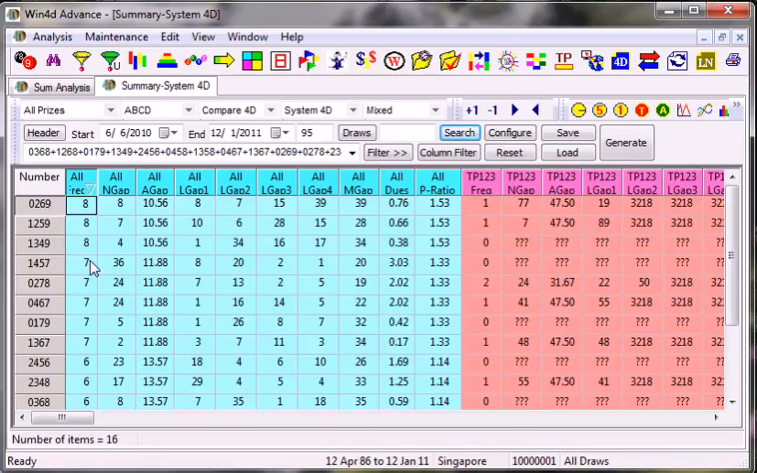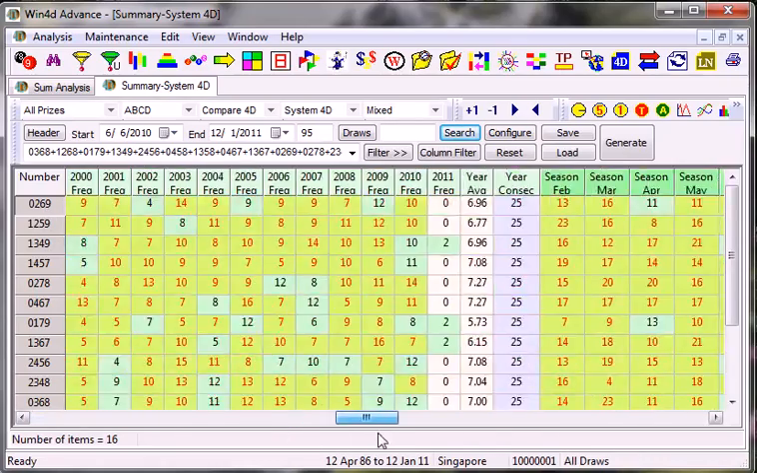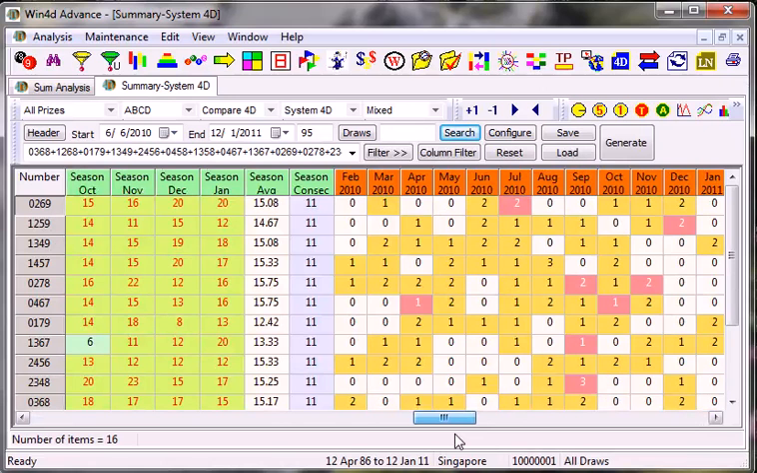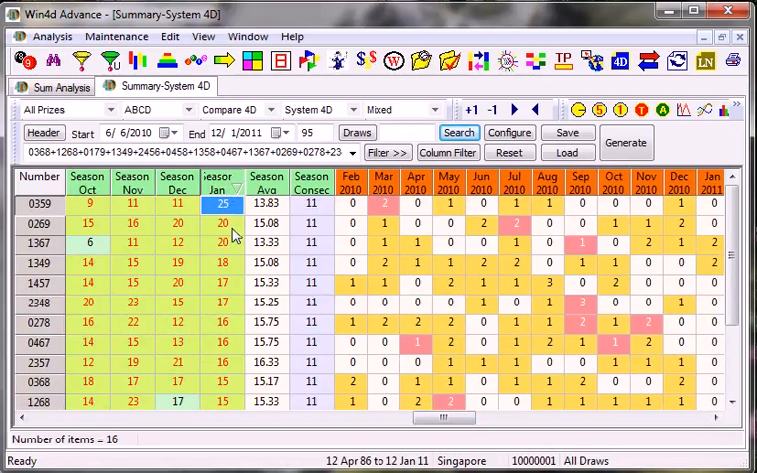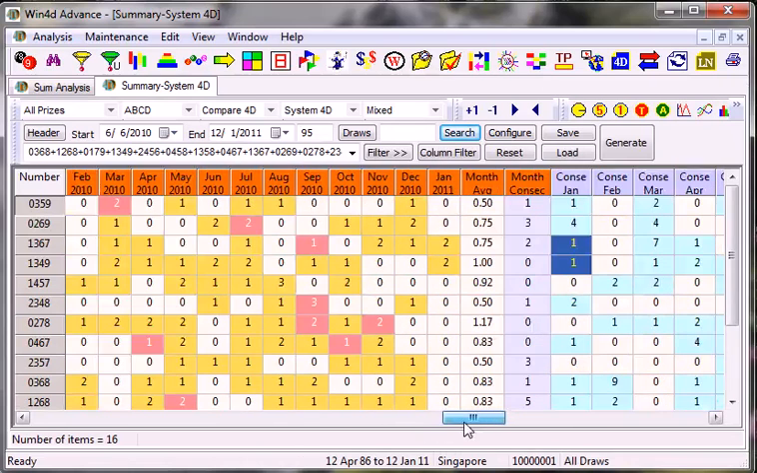Among this group of numbers, I just want to highlight something to all of you: if I sort by January in terms of season, then do take note of 0359, one of the season numbers, and 0269.